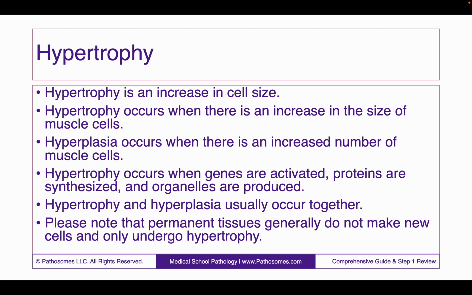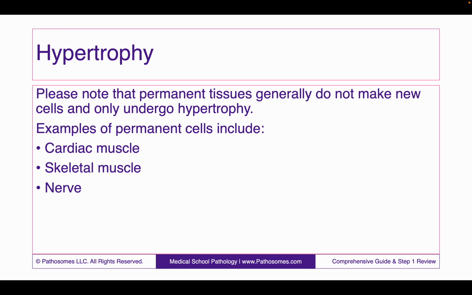Hypertrophy usually is the way that permanent tissues generally grow. Keep in mind that permanent tissues generally do not make new cells. Why am I stressing this? Because it's a common basic question at the medical school level, right? You will be asked the difference between hypertrophy and hyperplasia. It's a basic question. You're going to get it right. Examples of permanent cells include cardiac muscle, skeletal muscle, and nerve.